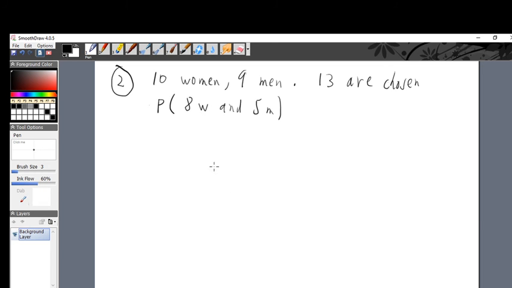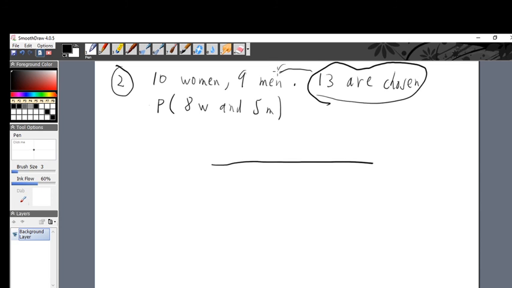Okay, very similar to the last problem. What's the denominator? The denominator is going to come from both of these statements: 13 are chosen, 10 women, 9 men. How many are there in total? We want all the possible outcomes. 10 and 9 is 19 total, and we're choosing 13. Is order important for what they're being chosen for? No, it's another combination situation.